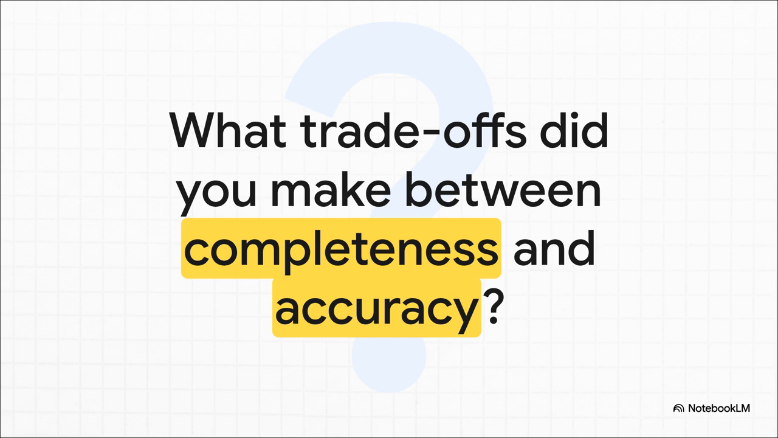This gets right to the heart of your decision-making. Our choice of a left join, for example, that was a trade-off. We decided to prioritize completeness, seeing all the deliveries, over the accuracy that a stricter inner join might have given us. Being able to explain those trade-offs, that is a sign of a really mature analyst.